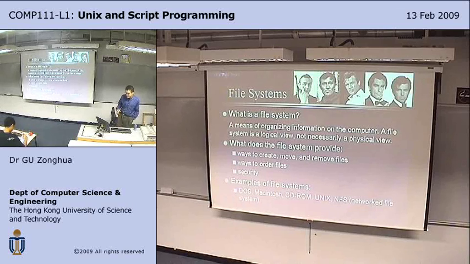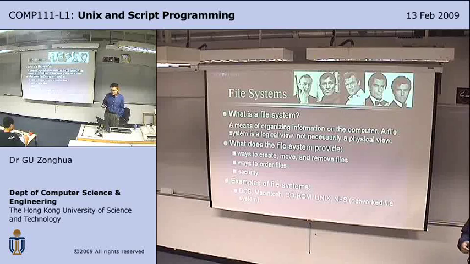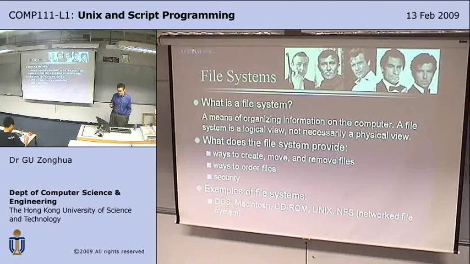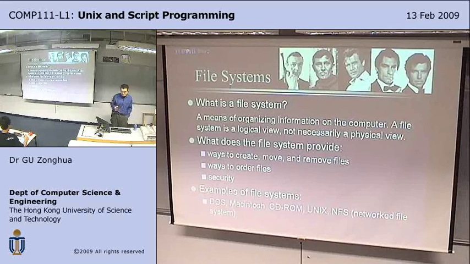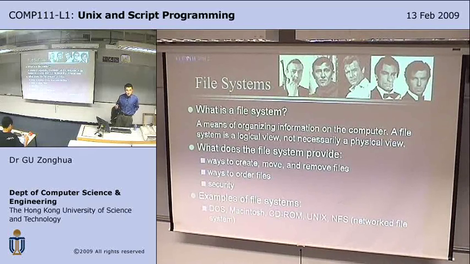So what is a file system? It is a means of organizing information on the computer. You all know you have different types of files: your Word file, PowerPoint file, text file. So a file system is a computer system for managing the files, how you group files into directories, etc. So it's a logical view, not necessarily a physical view. That is, files are logical. They may be physically implemented by many different disk blocks on the disk. But all you see from the shell is the logical files.